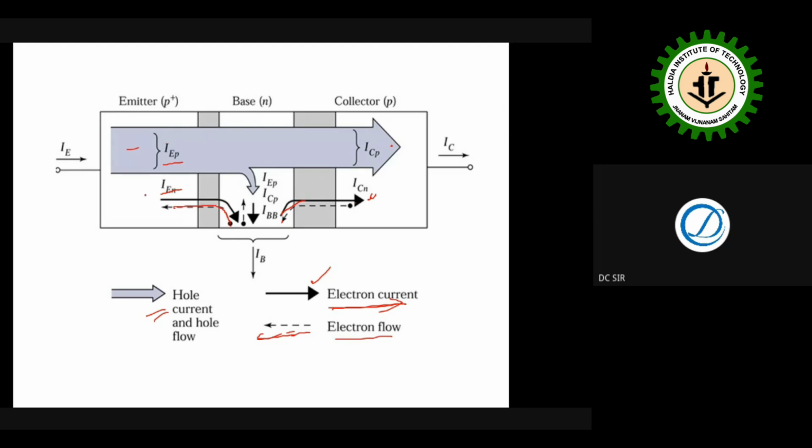This is the current component, where the total IE current is nothing but IEP plus IEN in this case. Similarly here, the total IC current is nothing but ICP plus ICN.